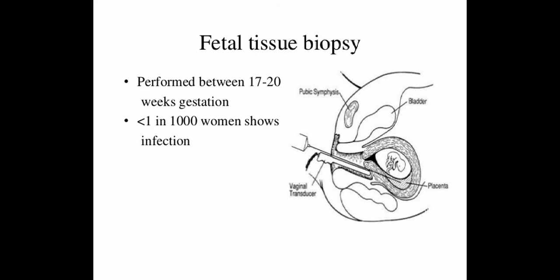Next is fetal tissue biopsy. In some conditions we go for fetal tissue biopsy. I guess you know the meaning of biopsy. Fetal tissue biopsy is extraction of the fetal tissue by the same methods as amniocentesis or chorionic villus sampling. It is performed between 17 to 20 weeks of gestation, the same as the second trimester, and less than 1 in 1000 women shows infection.